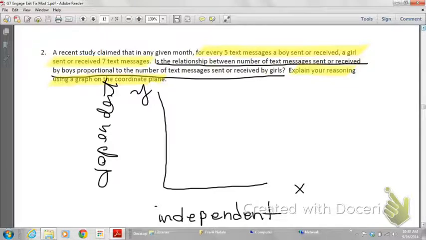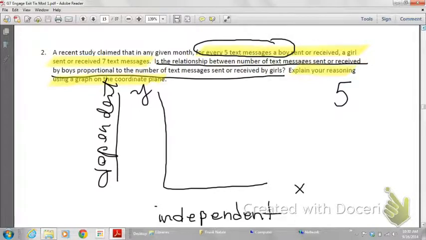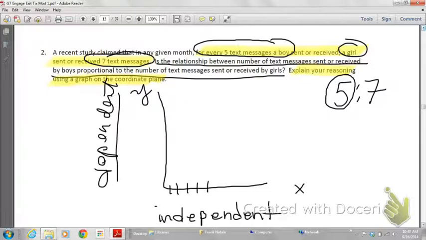Now, this y here is dependent because the way this is written, it says for every 5 text messages by a boy. Okay, for every 5 of those, 7 were sent or received by a girl. Okay, so there we go. 5 to 7 is giving our ratio. But this, for every 5, for every 5, so that is independent. 1, 2, 3, 4, 5. So for every 5 of those, there were 7. 1, 2, 3, 4, 5, 6, 7.